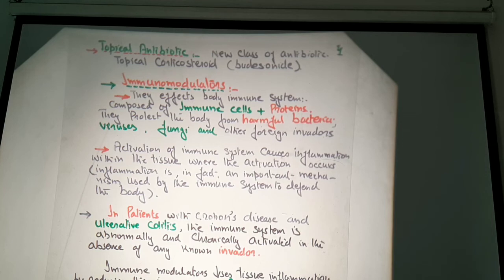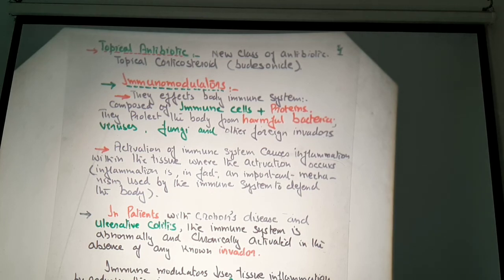They affect the body's immune system, composed of immune cells plus proteins. They protect the body from harmful bacteria, viruses, fungi, and other foreign invaders. Invaders means those which invade the lining of the intestine and cause penetration. And when there is penetration, there are holes, and those holes may be responsible for the ulceration.